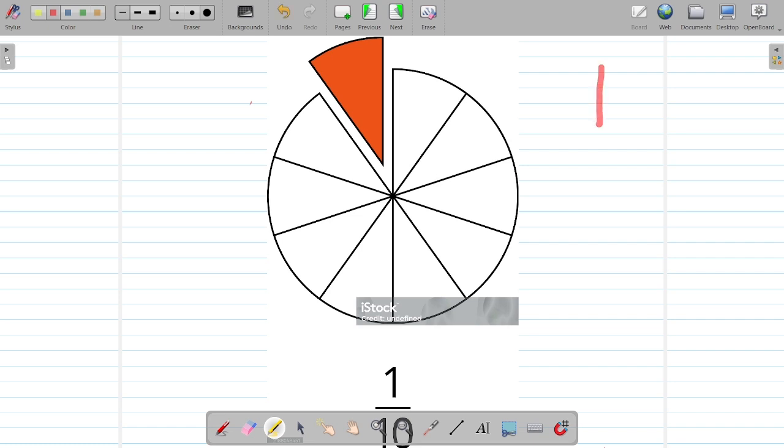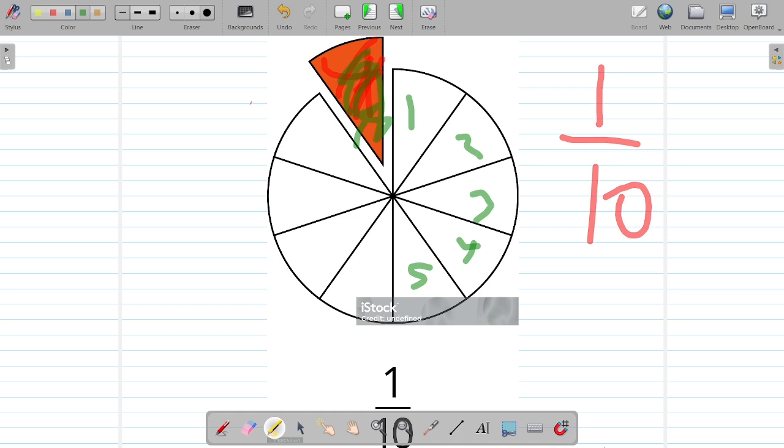And this is a good example of 1 over 10. How do we know? Just one region is shaded out of how many parts? 10 parts. Let's count: 1, 2, 3, 4, 5, 6, 7, 8, 9, 10.